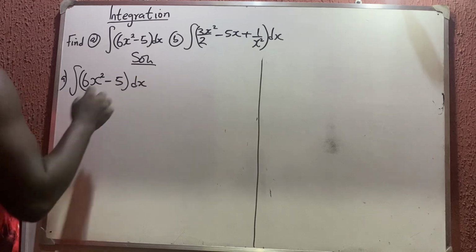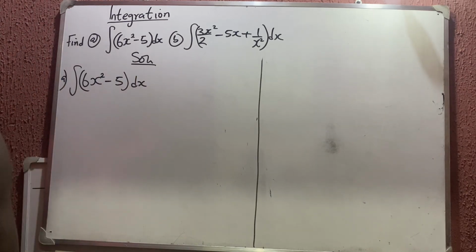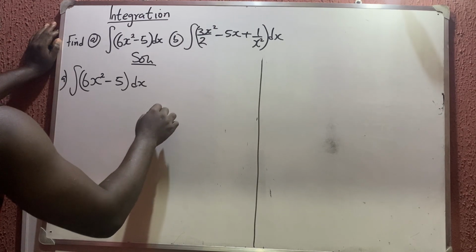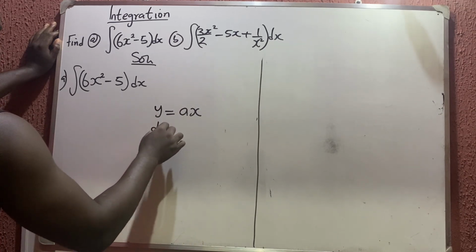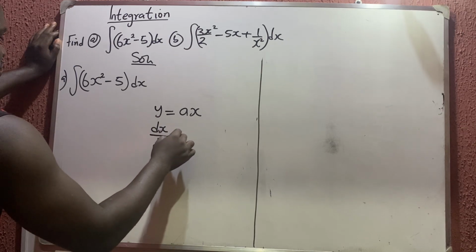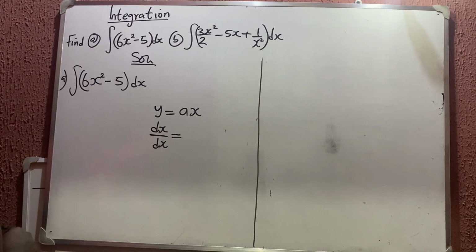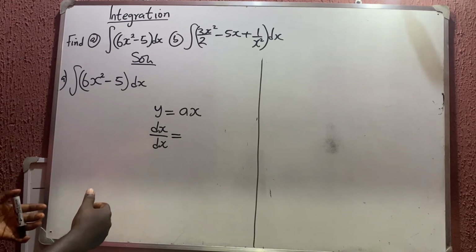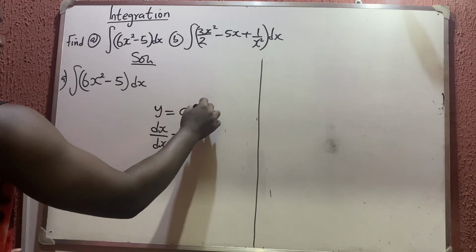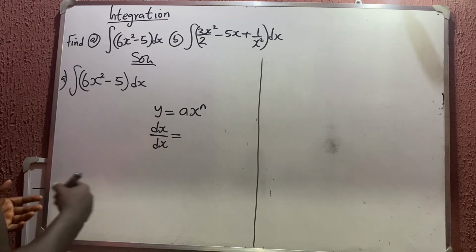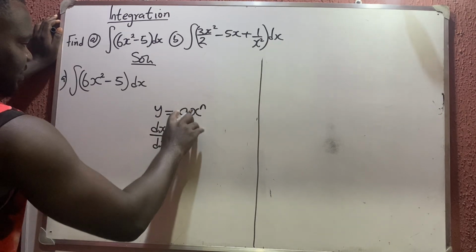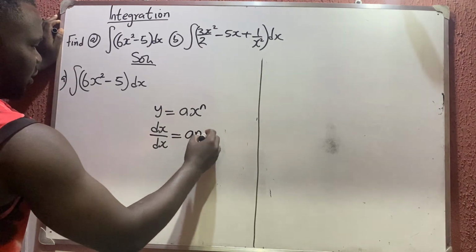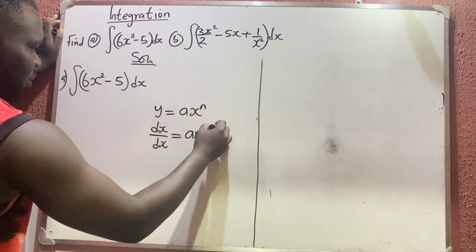Now you should know that integration is the direct opposite of differentiation, right? What do I mean by that? If I have y equal to ax^n and we are asked to differentiate this, dy/dx is going to give me... The short way to get differentiation is simple. Differentiation simply means multiply by the power and remove one from the power. Repeat after me: multiply by the power, remove one from the power. So I'm going to have an, then x raised to power n minus 1.